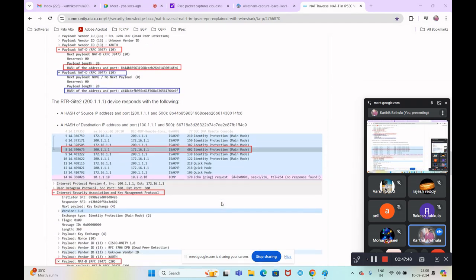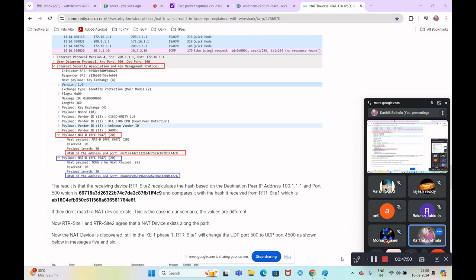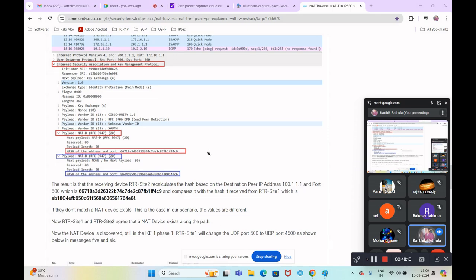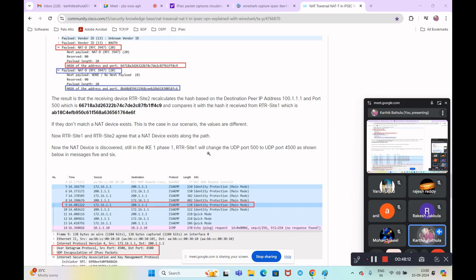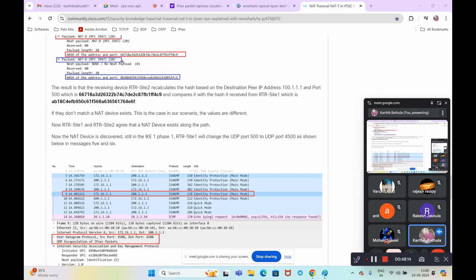In the fourth message from site 2, it will also calculate the source port and destination port hash value, the source address and source port hash value, and the destination address IP and destination port hash value. Whenever they receive the third and fourth message in IPsec, it will compare those source hash values, both hash values.